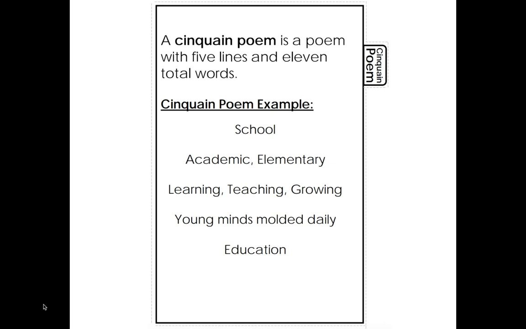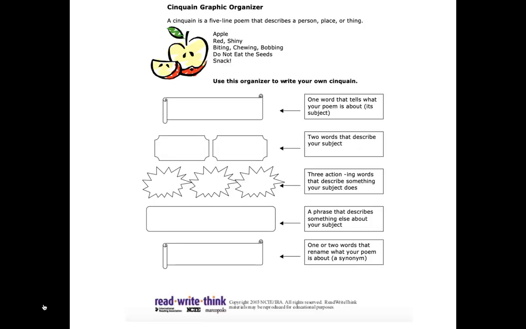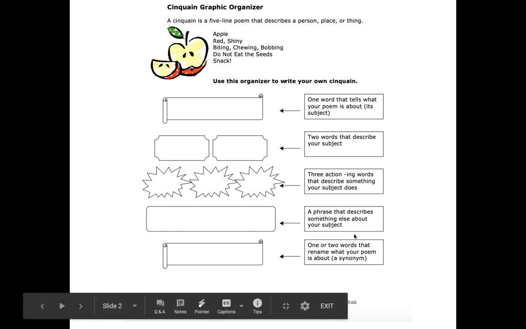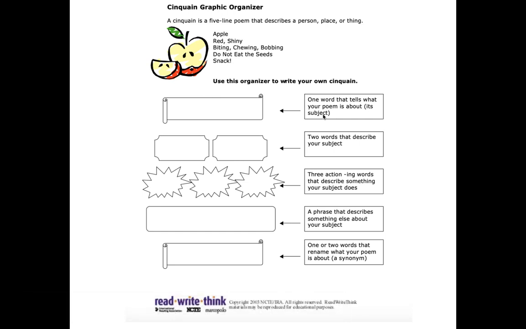So we're going to look a little bit into the structure of a cinquain. When the author writes a cinquain, this 5-line poem, it describes a person, place, or thing. So for example, apple, red, shiny, biting, chewing, bobbing, do not eat the seeds, snack. So as we look at this graphic organizer, it says the first line, so here is apple, is 1 word that tells what your subject's about, and it's usually a noun. The second line is usually 2 words that describe that noun. So we know that that's an adjective.